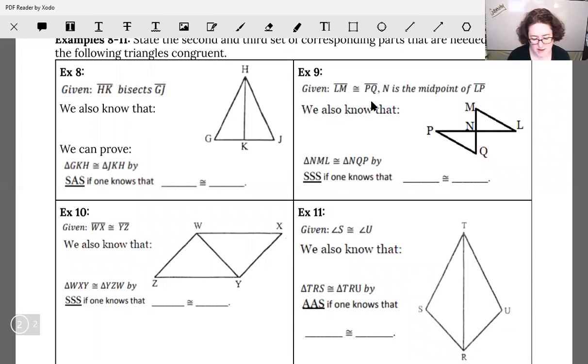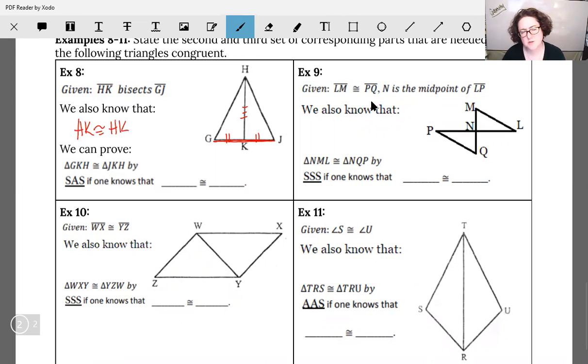We are given that HK bisects GJ. We did the same sort of thing, but now we're bisecting GJ, which means what happens? Cuts it perfectly in half, so each half is equal. What else do we also know? We also know that we have that shared side. So we also know that HK is congruent to HK.